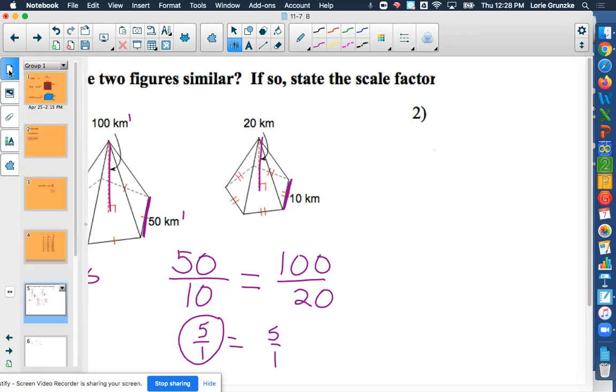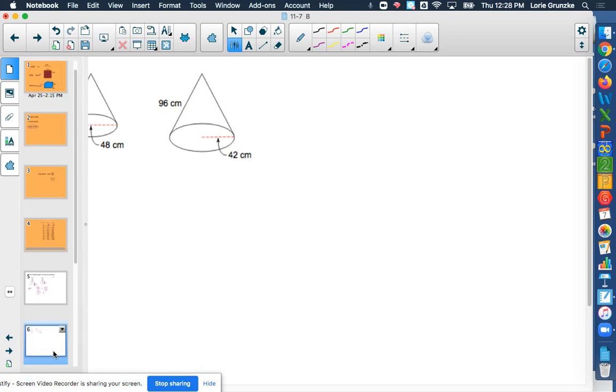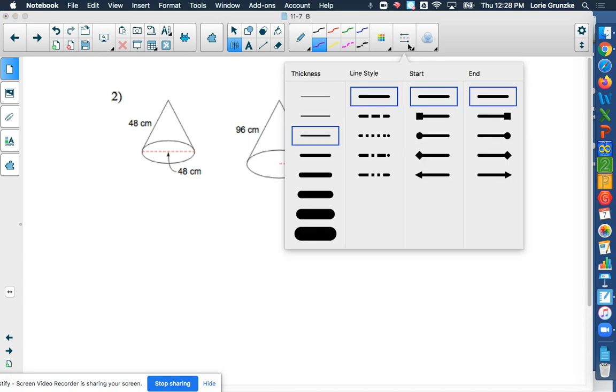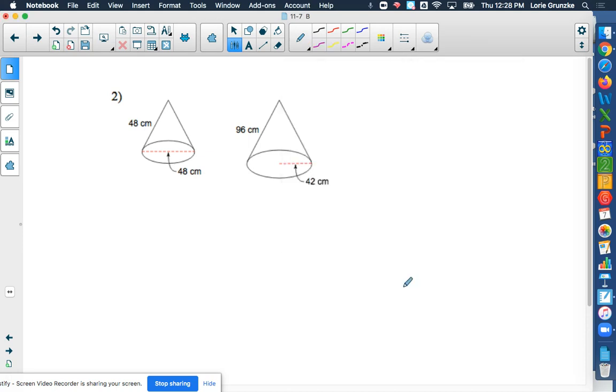I'm going to do one more. I'm going to do number 2. Okay, this time I have 2 columns. So, got to write my scale factor. I have a diameter of 48. Uh-oh, I have a radius of 42. They're trying to mess with you. Don't let them mess with you. So change this one maybe to 24. Goes to 42. All right. Slant height, 48 goes to 96.